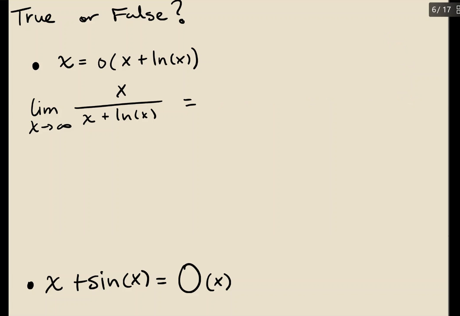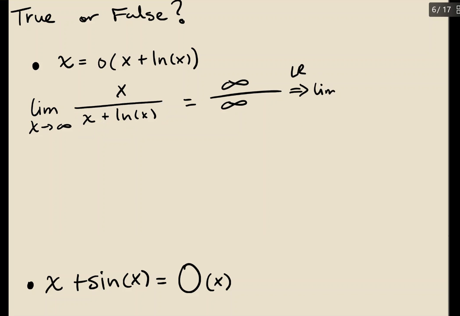So we know the limit as x goes to infinity of x is infinity, and in this case this one is as well, because x goes to infinity as x goes to infinity, and ln of x goes to infinity as x goes to infinity, so infinity plus infinity is still going to infinity. So this would indicate that we need to use L'Hopital's rule.